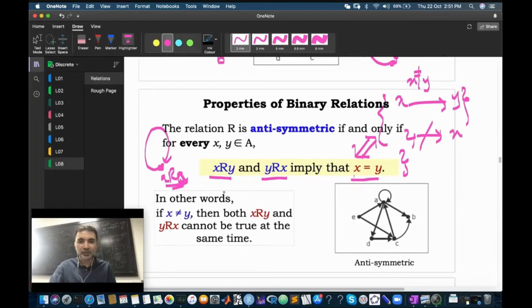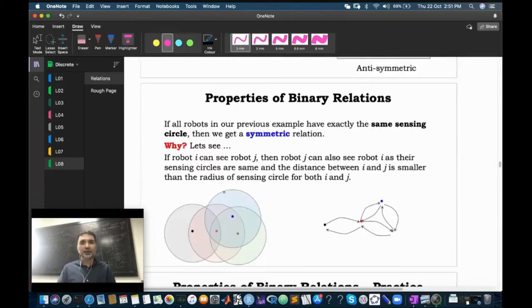All right. So here is an example. You have these drones, and from the previous example, they each have a sensing circle. एक radius है उसके अंदर they can sense other robots or something. If a robot I can see robot J, then robot J can also see robot I. Okay. Then their circles are same, and the distance between I and J is smaller than the radius of sensing circle for both I and J.